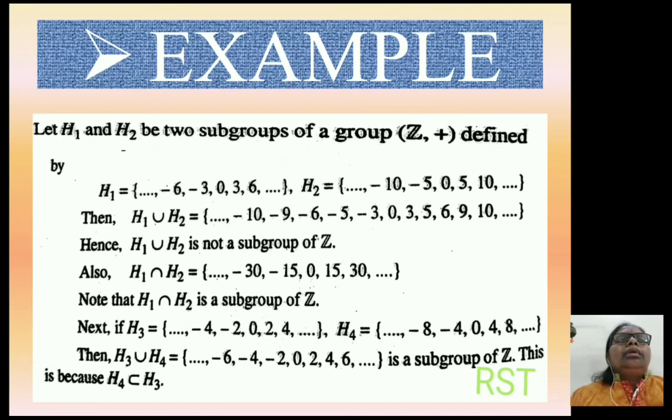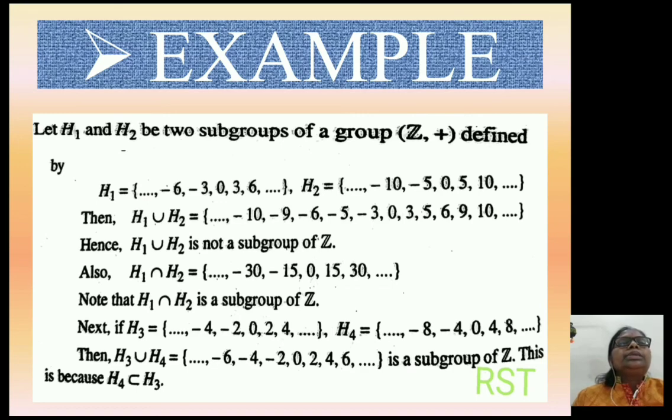Now, consider other sets: H3 equal to the set ..., minus 4, minus 2, 0, 2, 4, ..., and another set H4 equal to the set ..., minus 8, minus 4, 0, 4, 8, .... Then H3 union H4 equal to the set ..., minus 6, minus 4, minus 2, 0, 2, 4, 6, ... is a subgroup of Z. This is because the set H4 is a subset of H3.